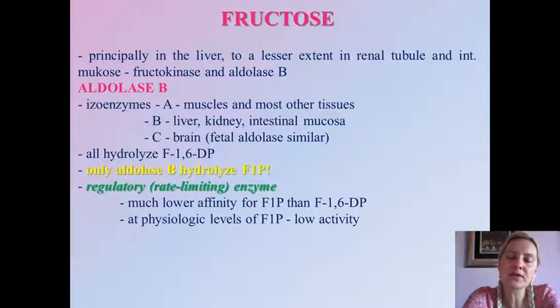Regarding its properties, we can say that it exhibits much lower affinity for fructose 1-phosphate than for fructose 1,6-diphosphate. So at physiological levels, in normal conditions, it exhibits rather low activity, and this degradation and the fructose catabolism is rather slow.